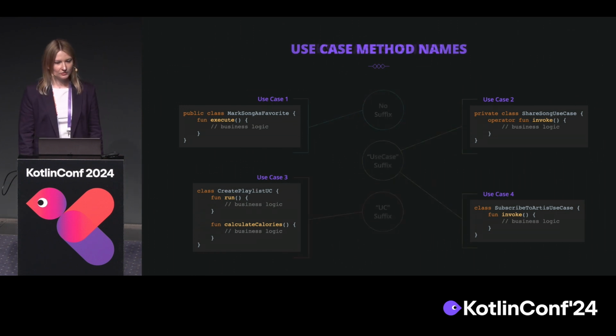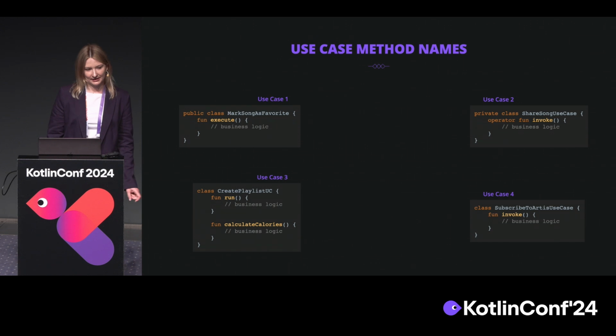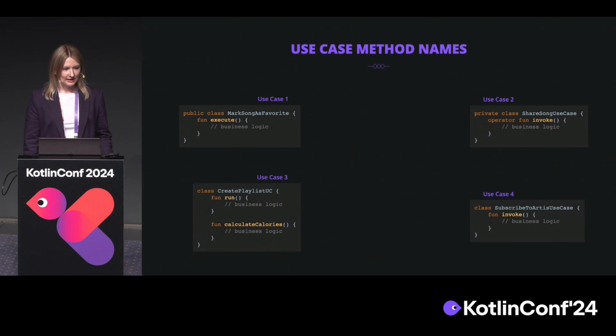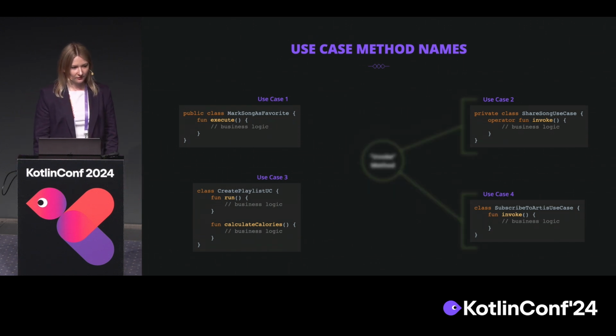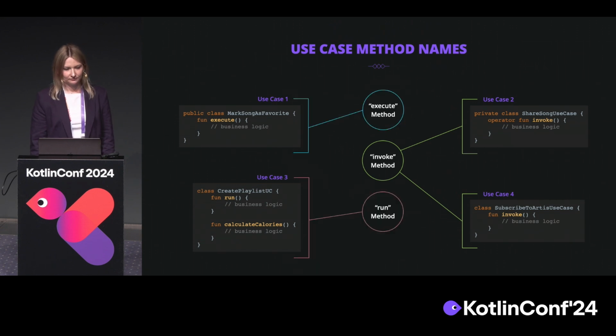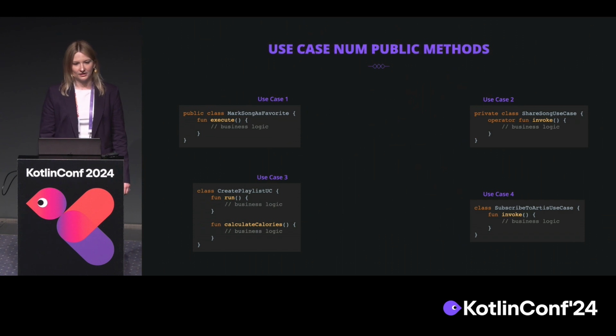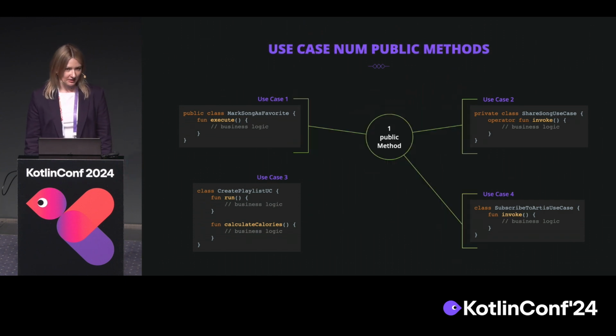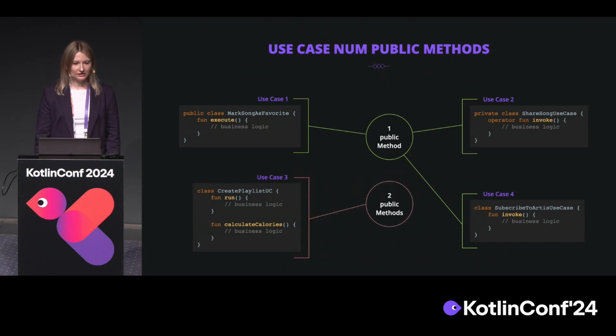Another confusing issue was the naming of the core methods as they varied in each use case. The most common ones she found were invoke, but she also noticed execute and run. The number of public methods also varied in each use case. Some use cases had one public method, which was fine. However, some had a few, which is most likely a code smell.